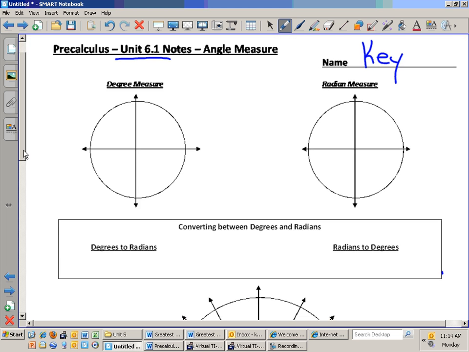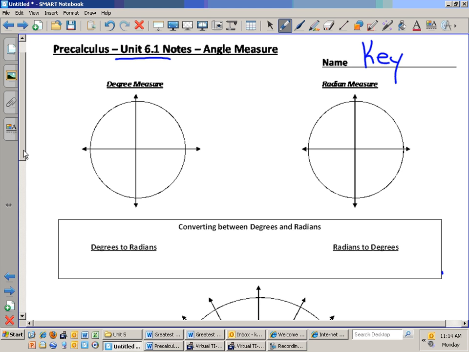There are two different ways to measure angles. You can measure them in degrees. You can measure them in radians. Kind of like how when you measure temperature, you can measure in Celsius, Kelvin, you can measure in Fahrenheit. Or if you measure length, you can measure, say, in feet. You can measure in inches. There's a lot of different ways to measure, okay? Same way here. What can you tell me about degree measurement within a circle?